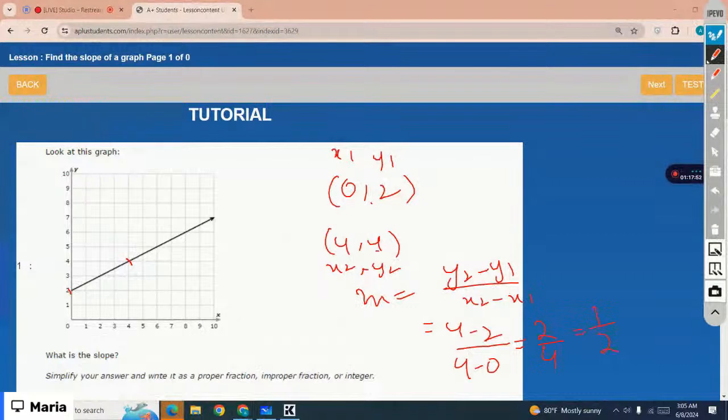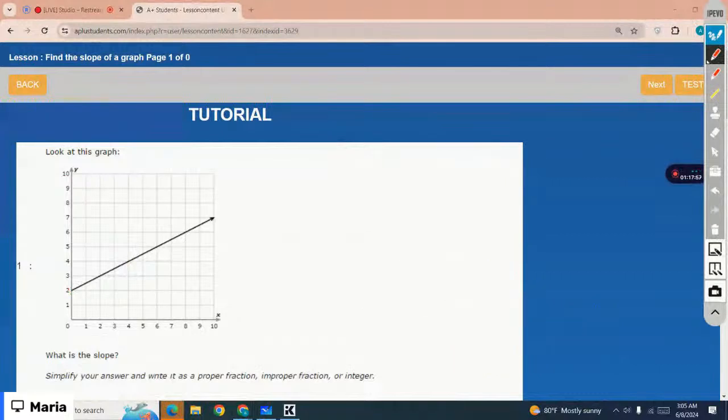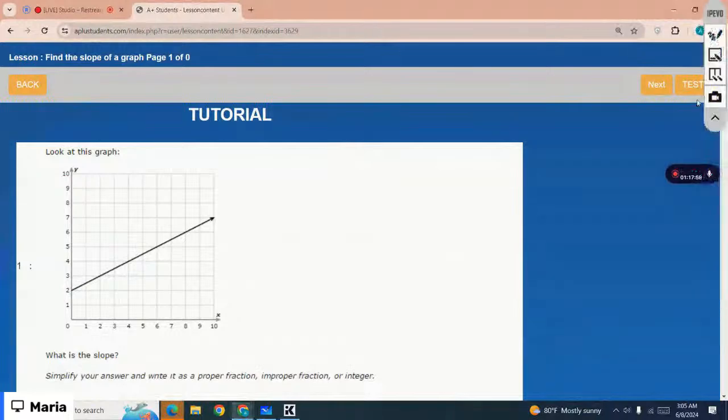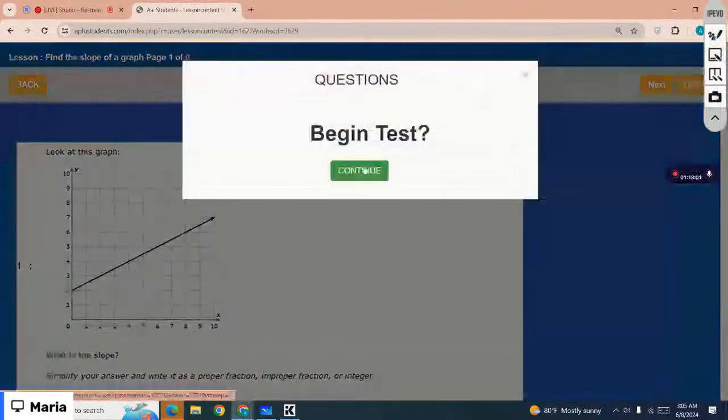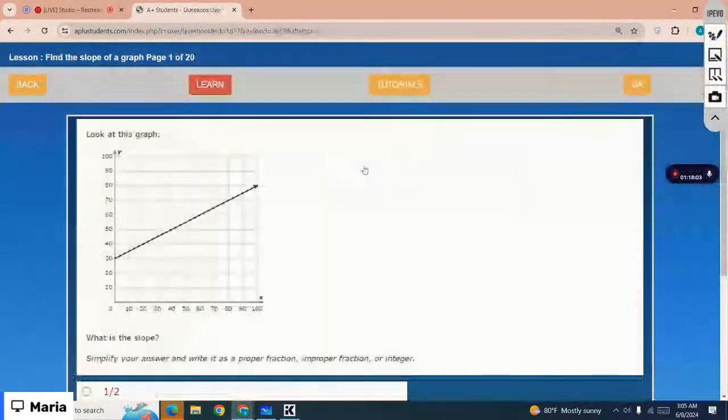The correct option is 1 over 2, right? Let's just start with the practice questions. Okay, look at this graph. What is the slope?